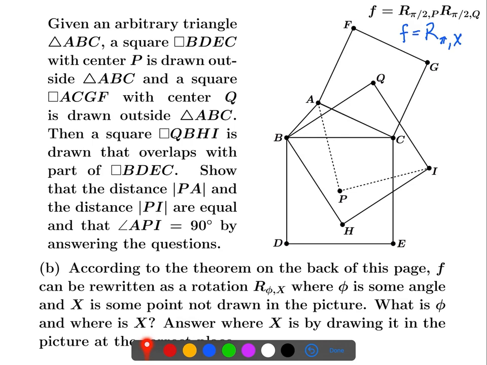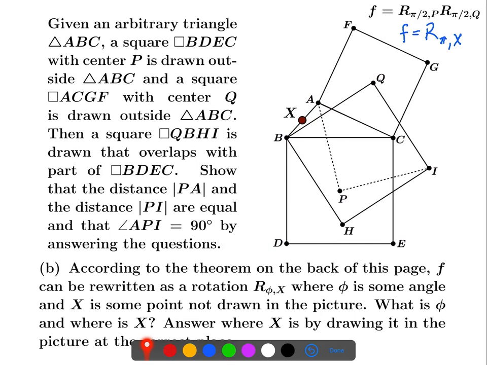So the question is, where would x have to be? X is going to be right here in the middle of AB. That's because we want the distance from x to a and x to b to be the same, because we're rotating around x. And since we're rotating by pi, we want the angle AXB to be pi. And so that's going to put x right here. So let me go ahead and draw that in. That is where x should be then.